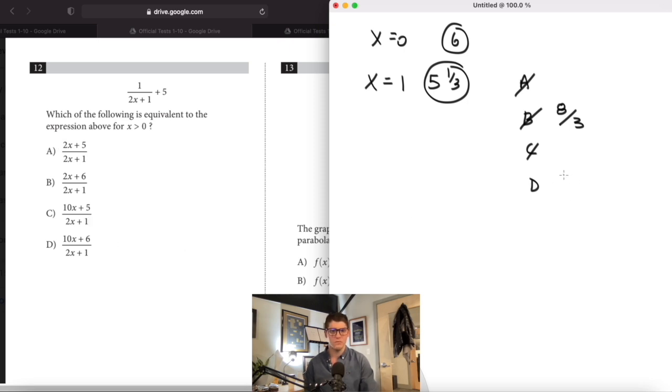10 times 1 is 10 plus 6 is 16, and that's still over a 3. 16/3. Well, what's the deal with 16/3? Well, 16/3 is 15/3 and 1 extra third. So 5 is 15/3, 1 extra third. D is your right answer.